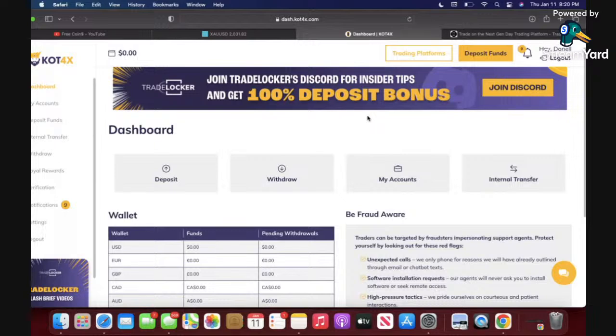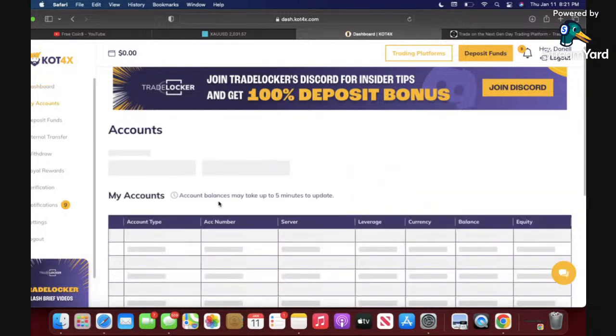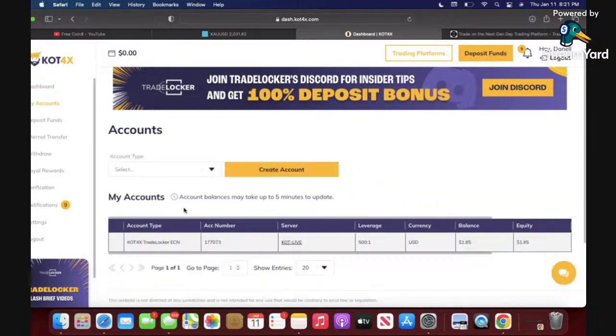So what you want to do is come over to KOT Forex and make an account. Once you make an account, you come over to my accounts. I'm going to show you. It's going to ask you to set up an account. What type of account? You've got the live account and you've got a demo account. Once you make the account, it's going to send the information that you need to log on to TradeLocker to your email.